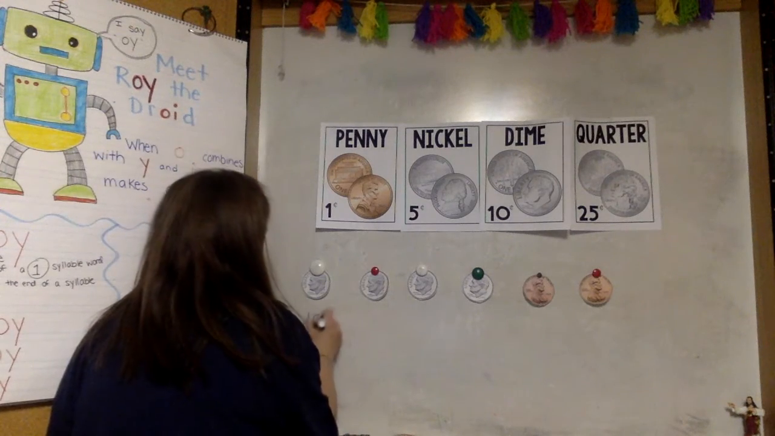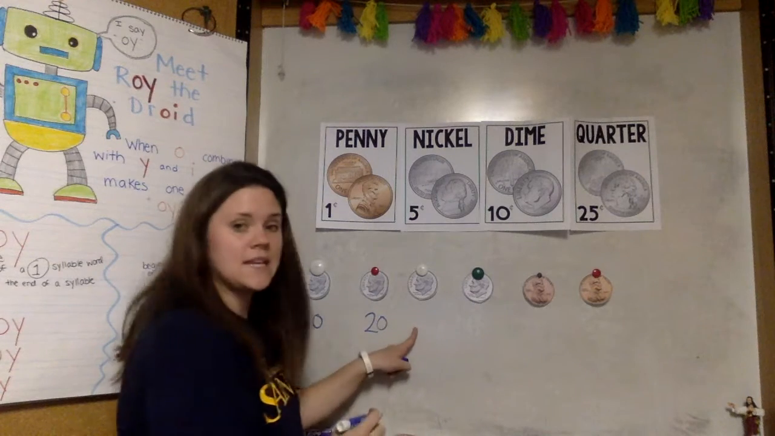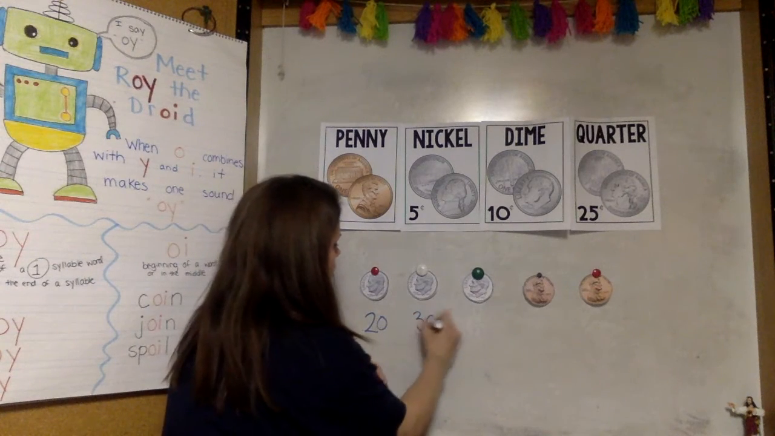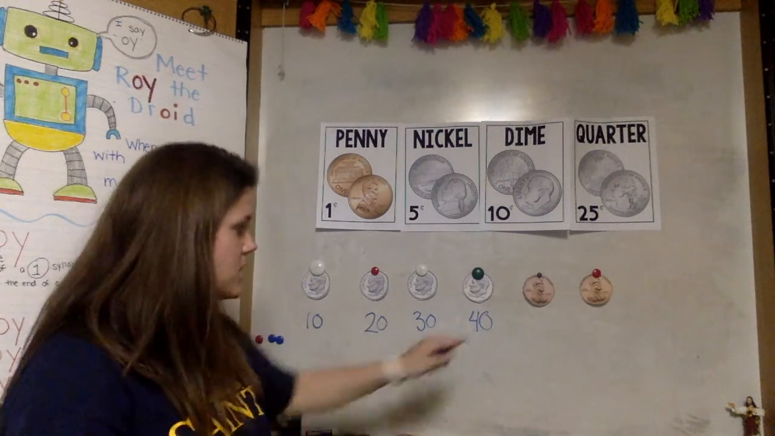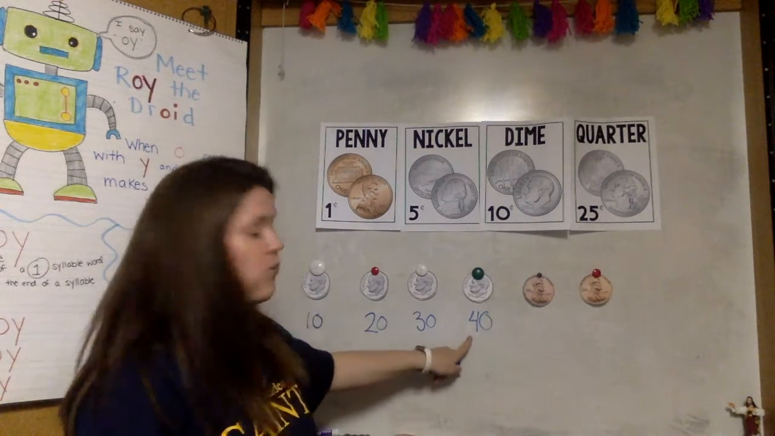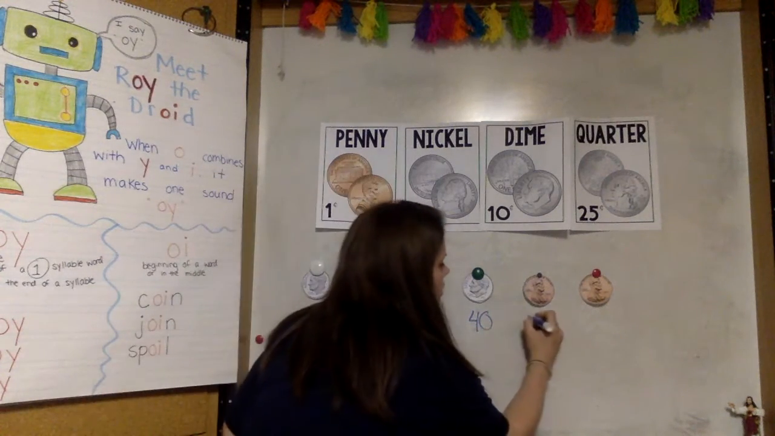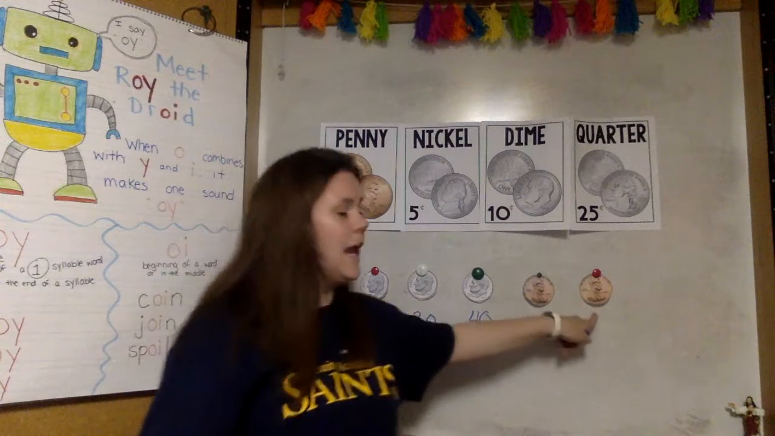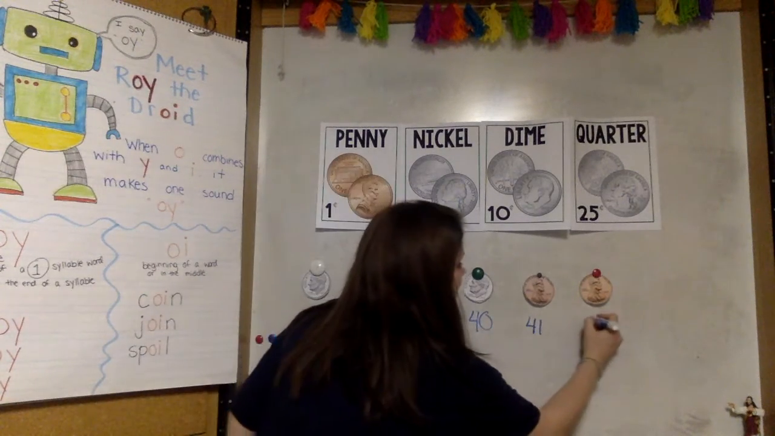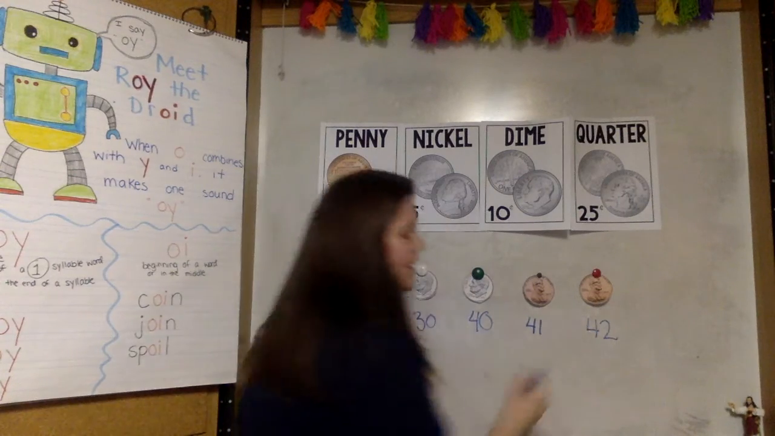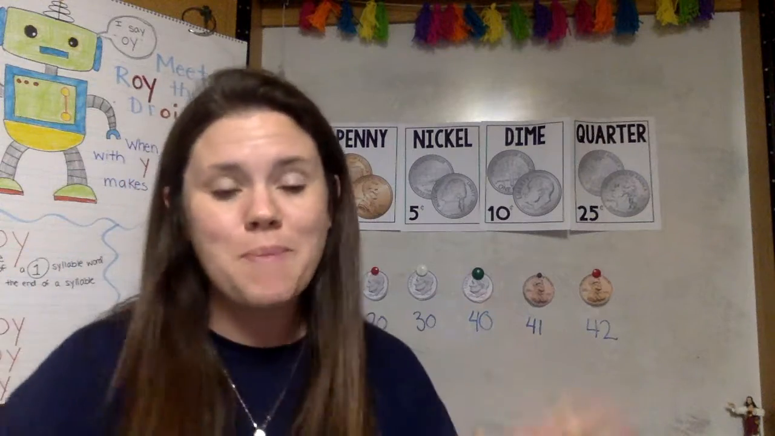Ready? 10, 20, 30, 40. But now I have to count by what? Count by ones. So 40 and one more is 41. 41 and one more would be 42. You got it.